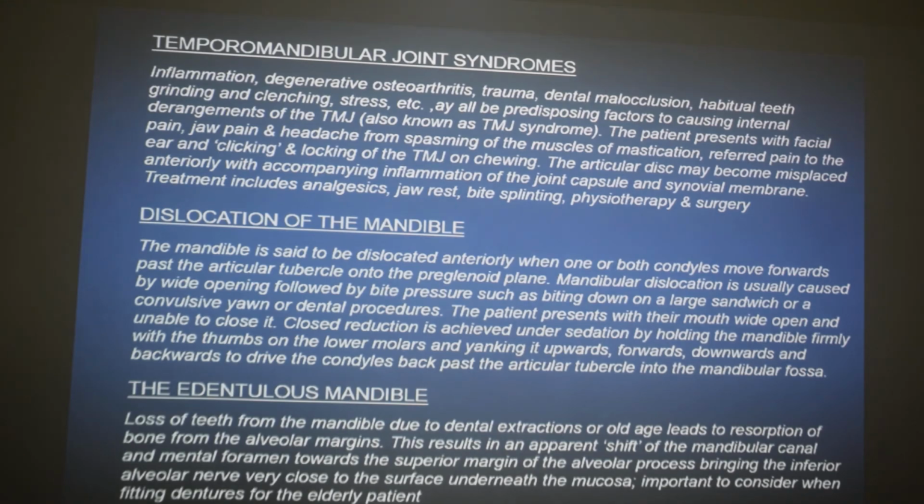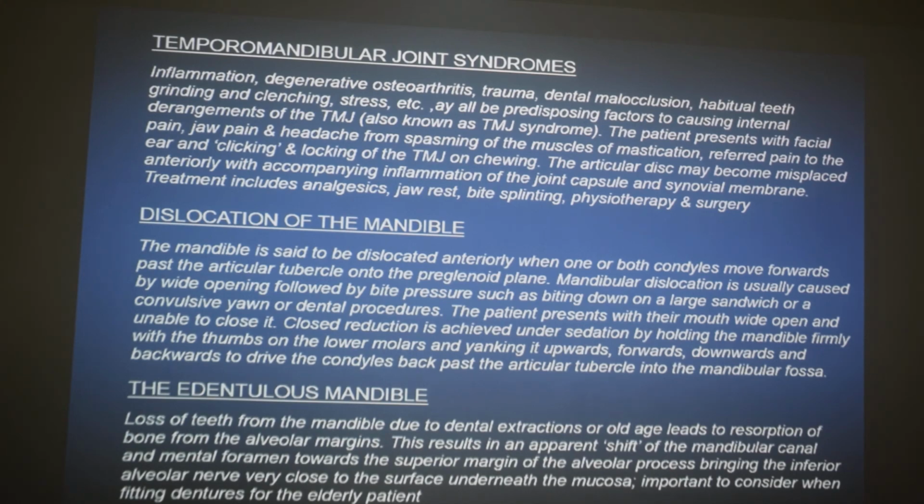You can have the dislocation. We said that if you have excessive opening of the mouth, this can lead to the anterior dislocation. That is the most common type of dislocation which you can have. And if you want to close this, there is a closed reduction which is achieved under sedation by holding the mandible firmly between the thumbs on the lower molars and pushing it downwards and backward to drive the condyles back past the articular tubercle into the mandibular fossa.